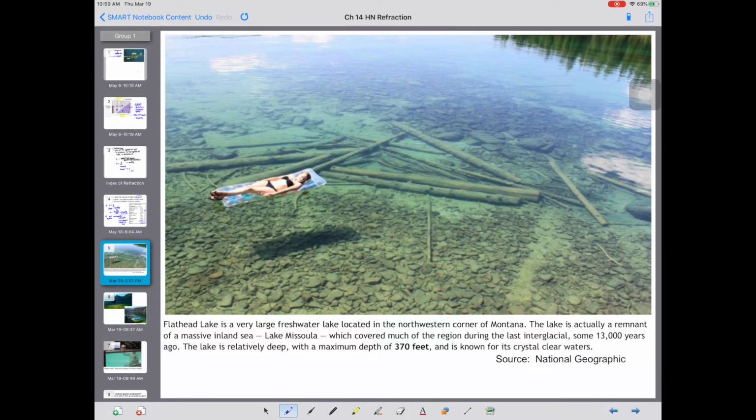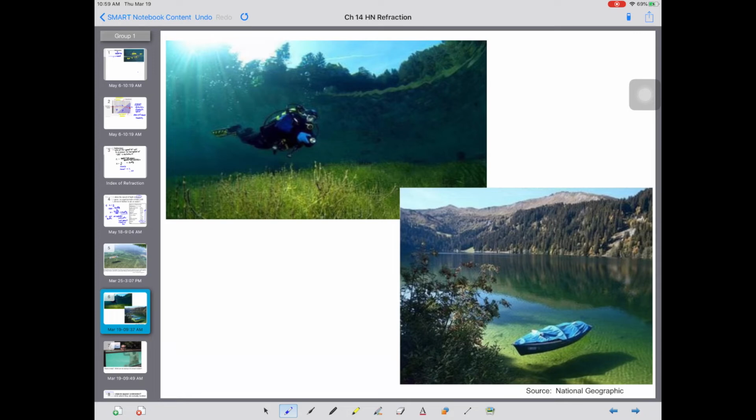So the person floating on the raft there looks like she could just hop off the raft and swim down to the bottom. It would be quite a challenge to swim down to the bottom because it is quite deeper. The bottom looks much closer. We misperceive how deep the water is because we're used to judging distances with light traveling in air, and light doesn't travel as fast in water, so we misjudge things to be closer than they actually are.